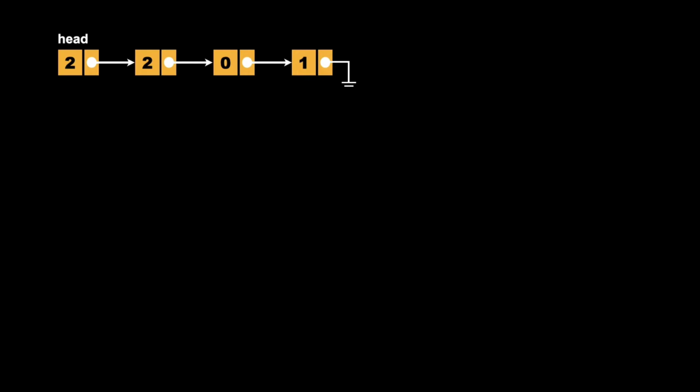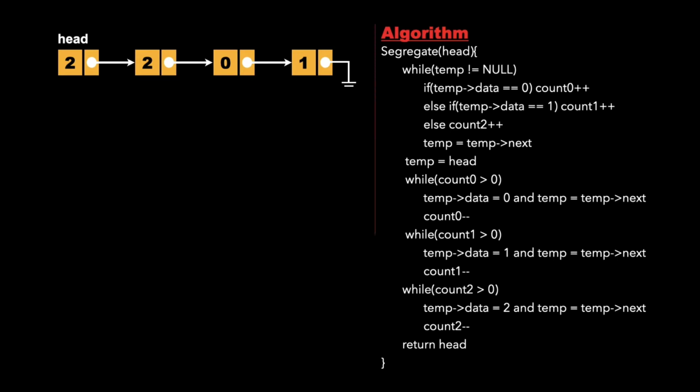Suppose x is the number of zeros, y is the number of ones and z is the number of twos in the linked list. Then we first calculate the count values and then we update the elements such that the first x elements of the linked list will be zeros, the next y elements will be ones and the remaining z elements will be twos. The right side of the screen shows the algorithm, which contains a function called segregate whose argument is the head pointer of the linked list.